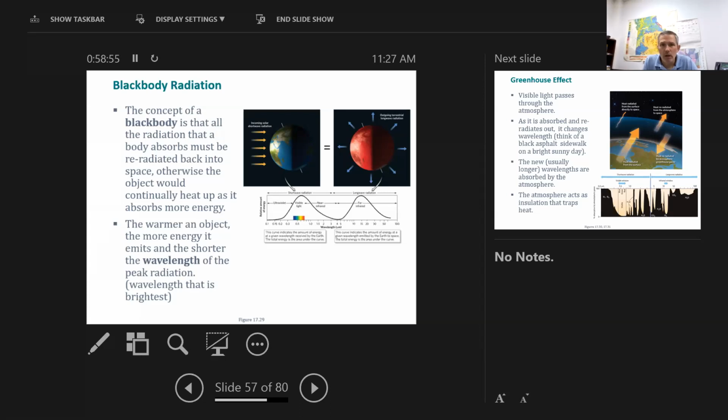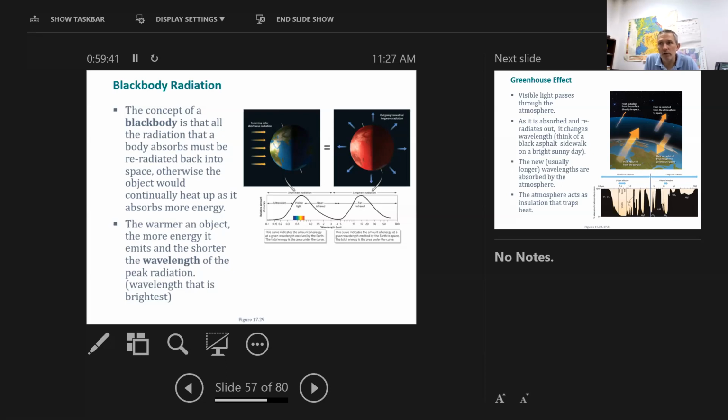Now, we start looking at something called black body radiation, in which a body absorbs energy and must be radiating this back into space. Otherwise, the object would continuously heat up. So we have to bring in and send out the same amount of energy. It can be different wavelengths, but the total amount is going to be the same. So we're getting sunlight, which is a shorter wavelength, and we are in fact giving off longer wavelengths in the form of heat waves.